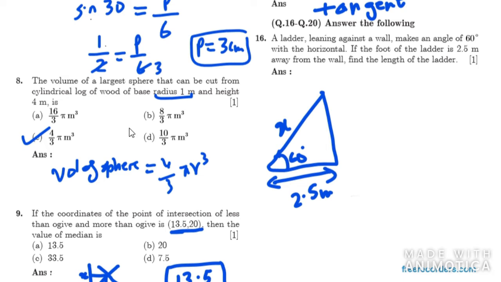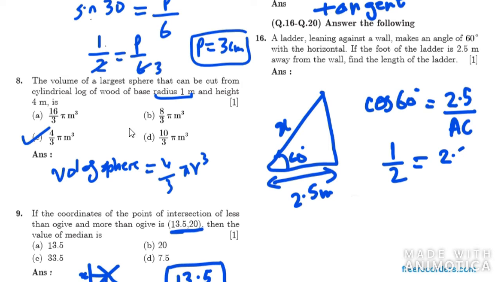So as you know, we need to find hypotenuse. We are given the base. So for hypotenuse and base we need to apply cos. So cos 60 degree is equal to 2.5 over AC, and cos 60 degree is half again. Half equals 2.5 over AC. So AC will be 2.5 into 2. That will be 5 meter.